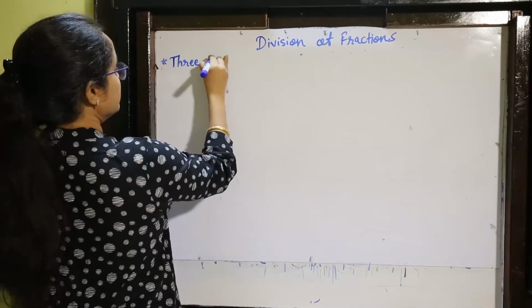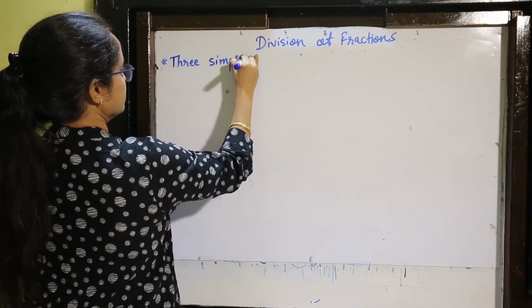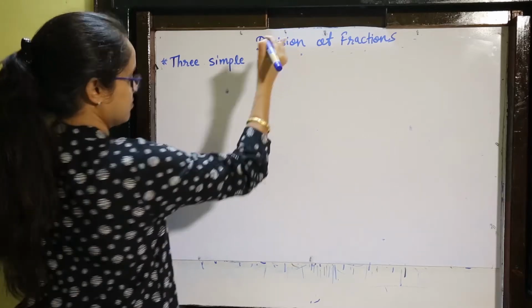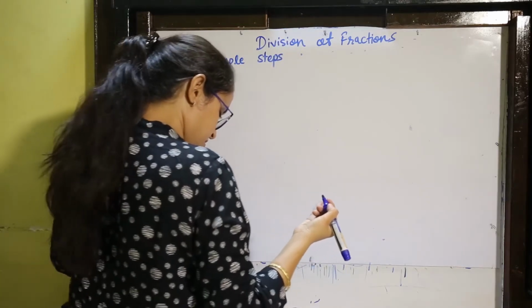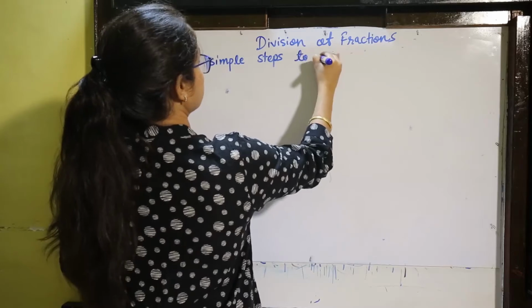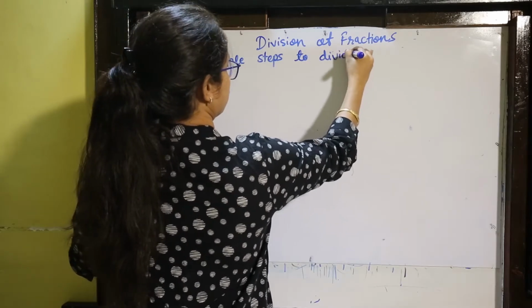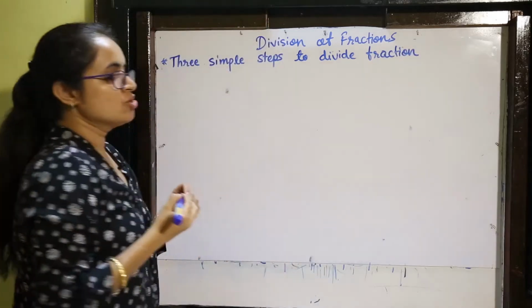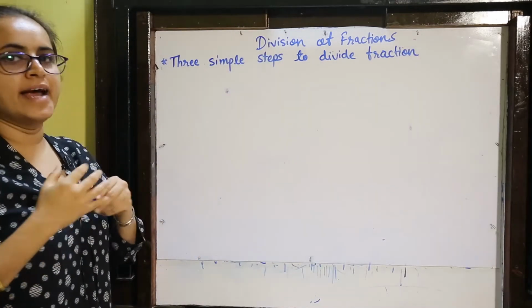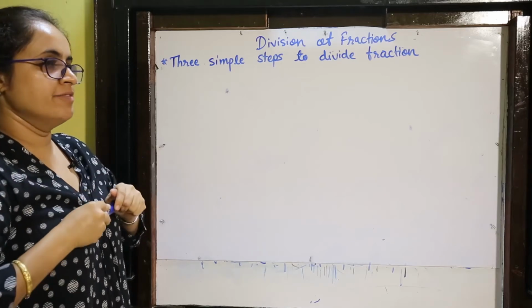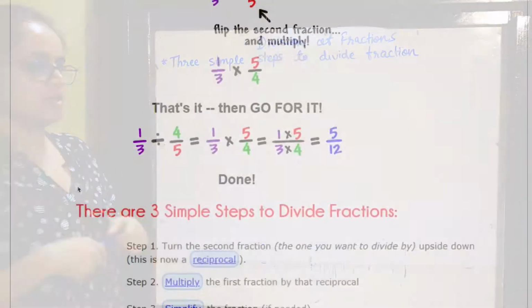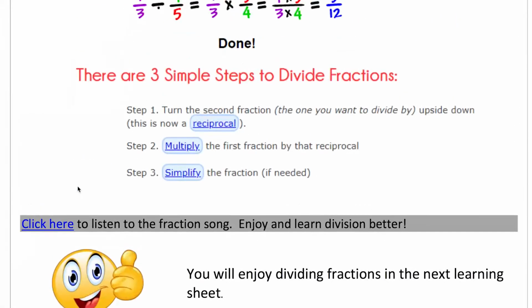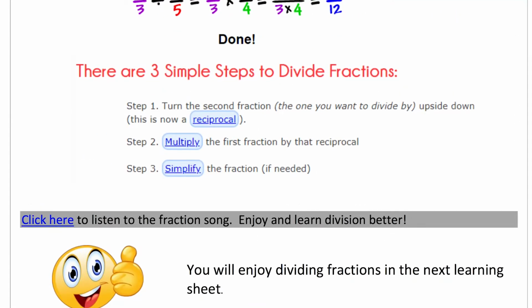Write down along with me 3 simple steps to divide a fraction. Now I will show you on the screen. You have to just write down these 3 simple steps to divide a fraction from the screen. Now you can see on the screen there are 3 simple steps.